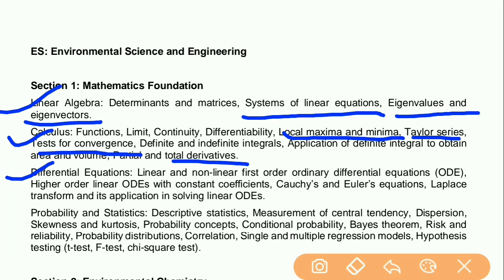And thereafter we will deal with differential equations, in which linear and non-linear first order ordinary differential equations, higher order linear ordinary differential equations with constant coefficients, Cauchy and Euler's theorem, and Laplace transform and its application in solving linear ODEs.